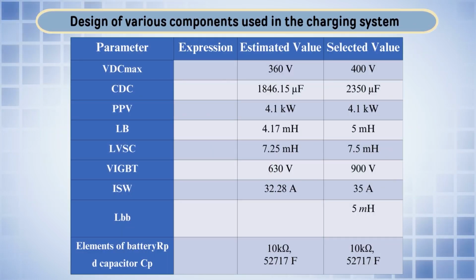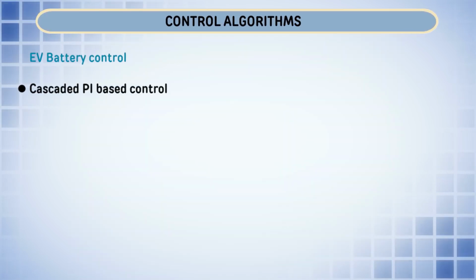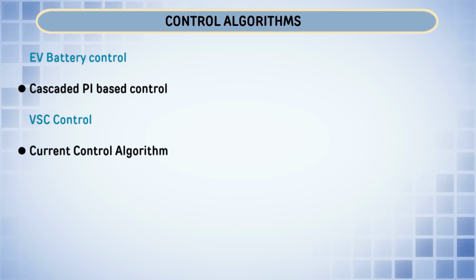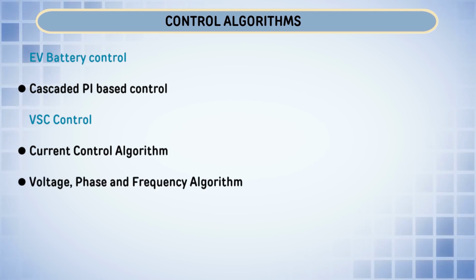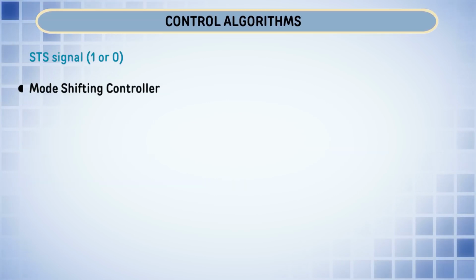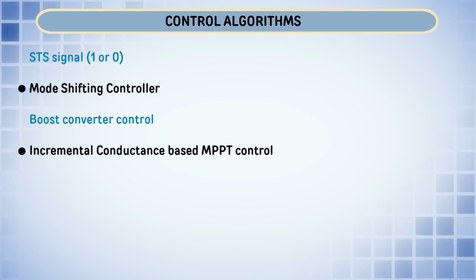So, we have various parameters which are involved in the charging station. Here we have put a table so that the various parameters using various formulas are designed. We have one estimated value and the final selected value for various components like VDC, CDC, the power rating, and then the IGBT voltage and switch current.